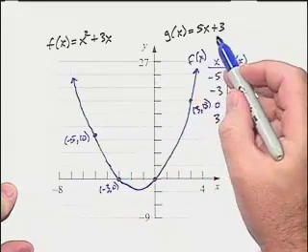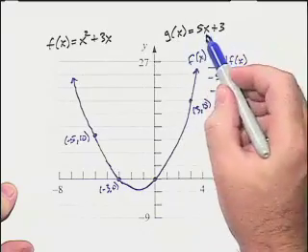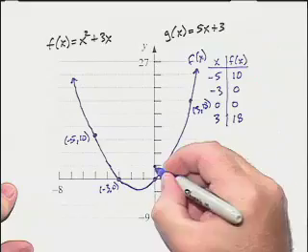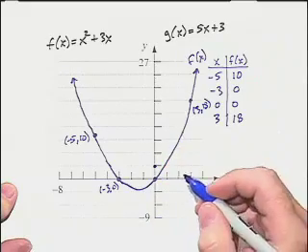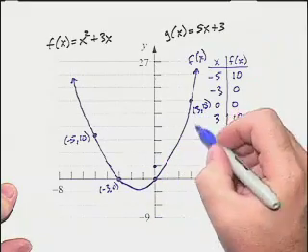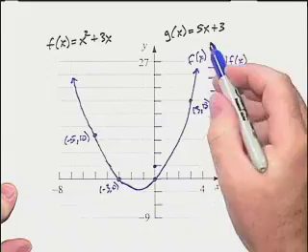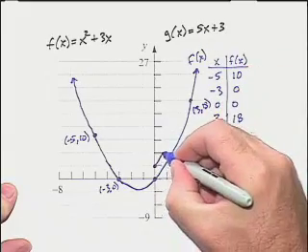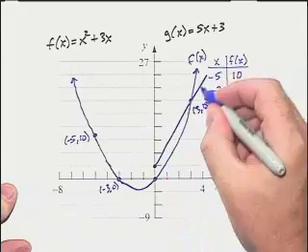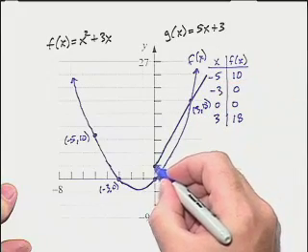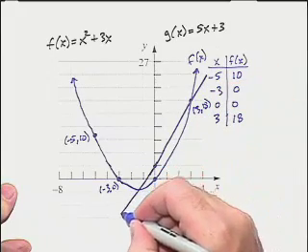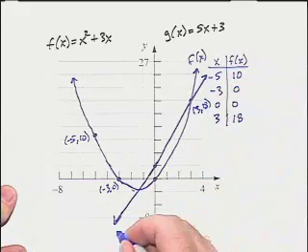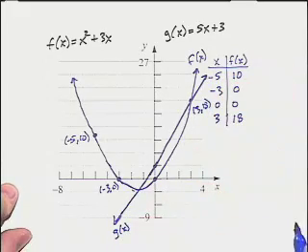g of x is a linear equation. So we've got a linear function here. The y-intercept is 3. And plot that. And we can pick one other point. Say x is equal to 3. If x is 3, g is 18. So we'll connect these two points. And that's the graph of g of x.